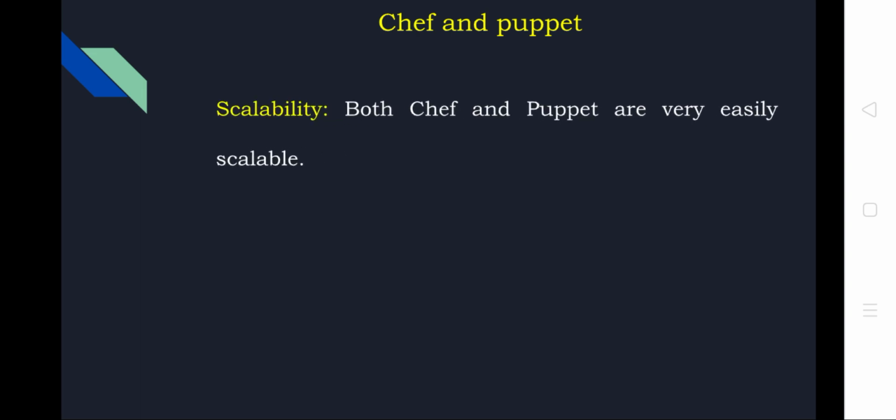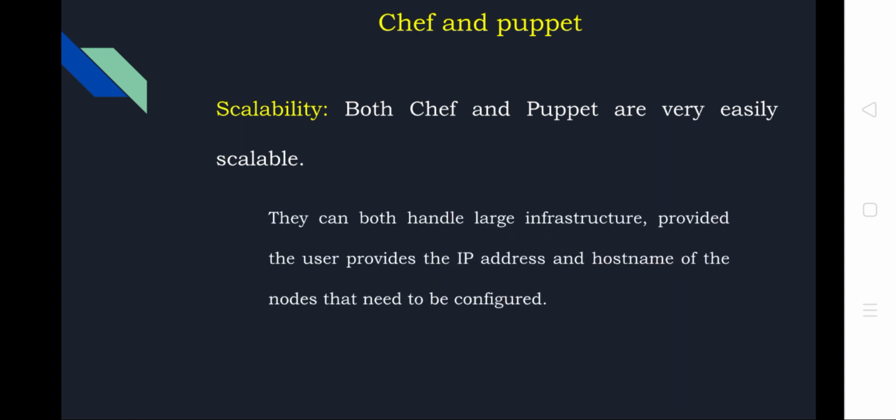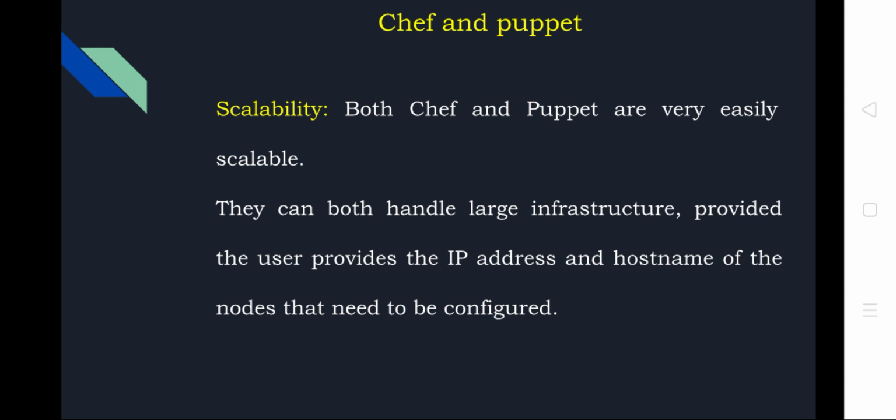Now next is scalability. Both Chef and Puppet are very easily scalable. Scalable means we can add as many nodes as we wish. They can both handle large infrastructure, provided the user provides the IP addresses and the host names of those nodes that need to be configured.